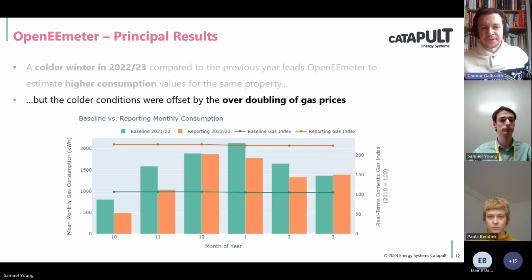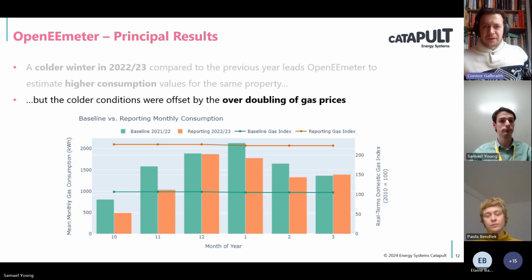So the first thing to focus on here is the bar chart component of the graph, where green is the average gas consumption over all properties for the baseline period, and orange being the average monthly gas consumption for the reporting period. Now, even though it was colder, on average, the properties used considerably less gas, particularly in October, November, and February, and mildly in January as well.